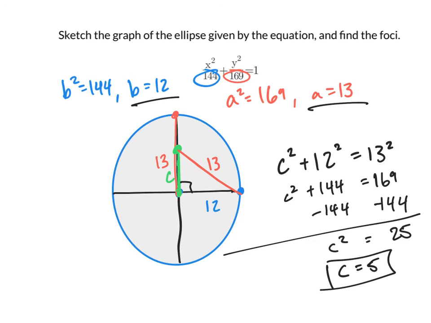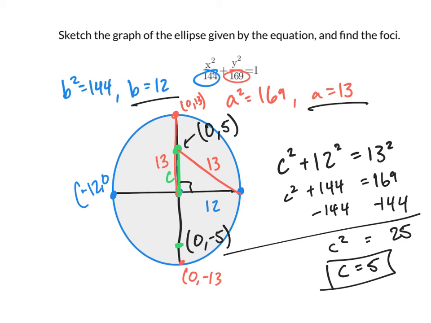Okay, so C equals 5, which means that the foci here and here are at the points (0, 5) and (0, -5). The vertices are (0, 13) and (0, -13). And then the co-vertices are at (-12, 0) and (12, 0).